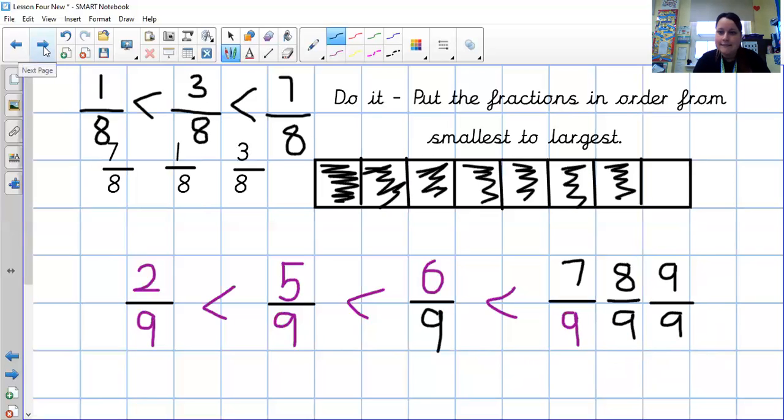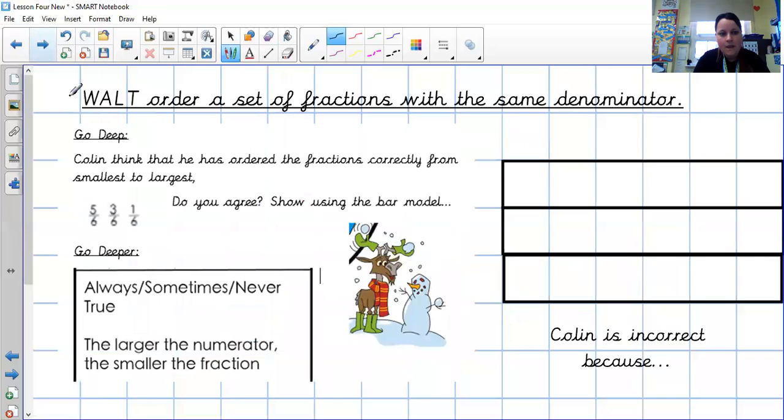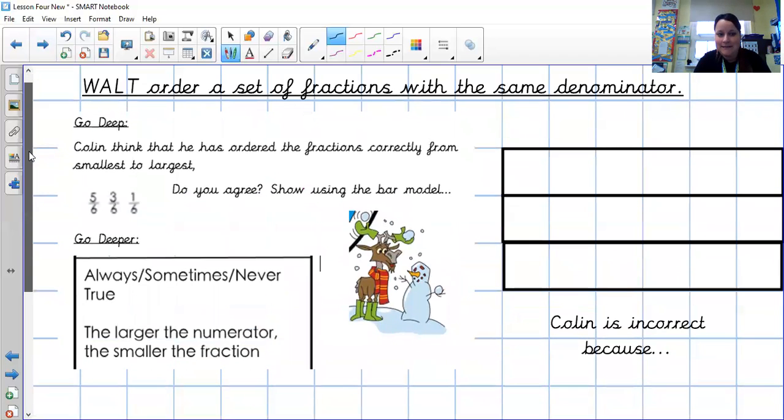Okay, if you need a little bit more practice at ordering a set of fractions with the same denominator, then you will find that you've got some extra do it questions on your maths sheet for today. You don't have to do those do it questions if you're confident, you're secure in what we've learned so far. You can go straight on to the go deep. Okay, so it's up to you. Have a discussion with your parents, see how you feel and what you would like to do. So you'll go deep and go deeper today.